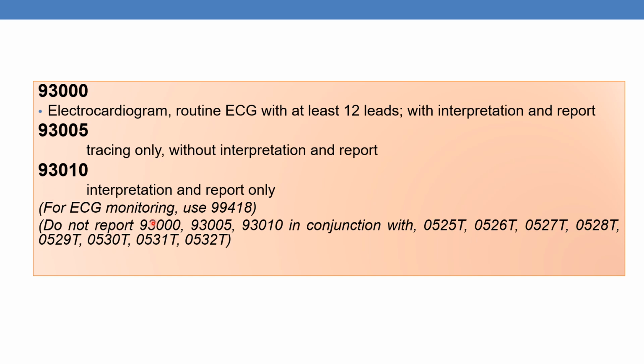And for ECG monitoring, we need to see 99418. These are prolonged care service codes that we have discussed earlier, for ECG monitoring. And do not report 93000, 93005 and 93010 in conjunction with 05250, 05260, 05270, 05280, 290, 30, 31 and 32.